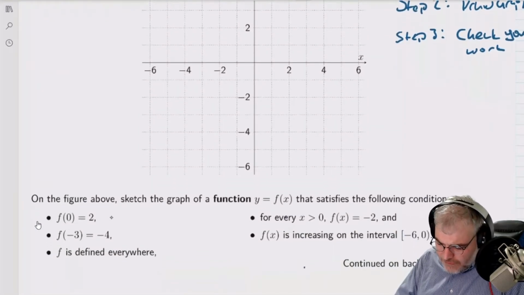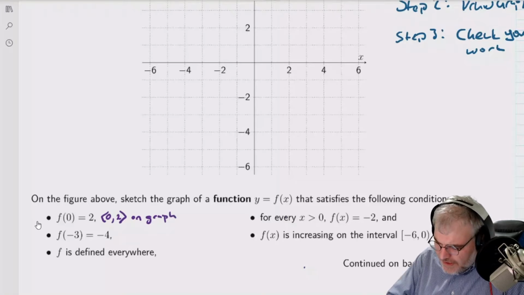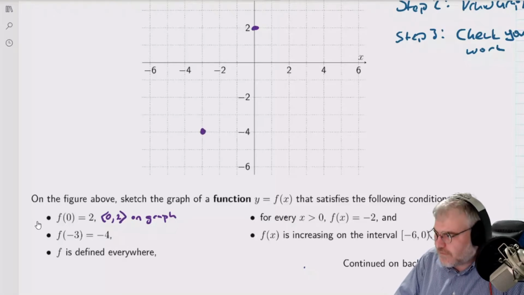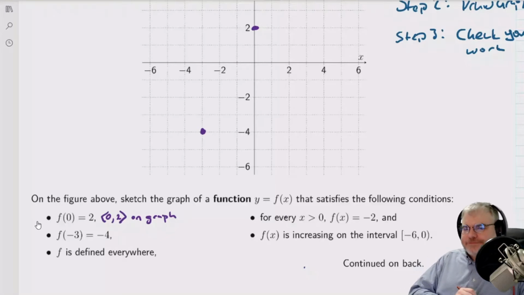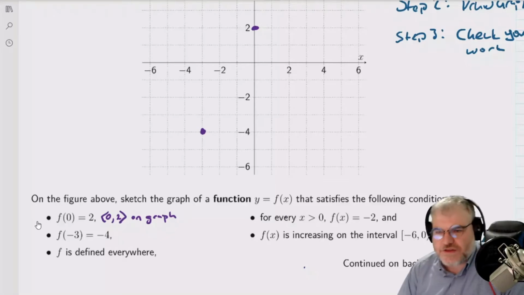So f of 0 is 2. This means that (0, 2) is a point on the graph. So I'm going to come over here, go to 0, and then x equals 0, y equals 2. I'm going to do the same thing here. Negative 3, negative 4. So I go 1, 2, 3 over to the left, 1, 2, 3, 4 down, and there are those 2 points. 1 to 5, how do we feel about those first 2 conditions?